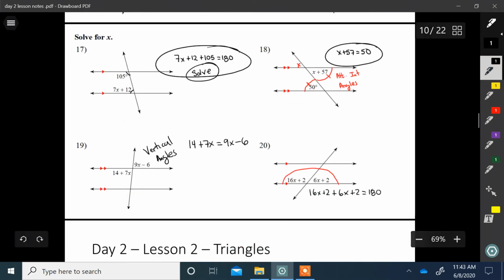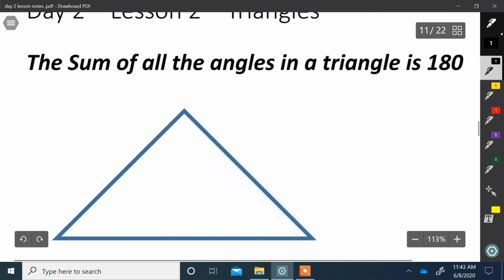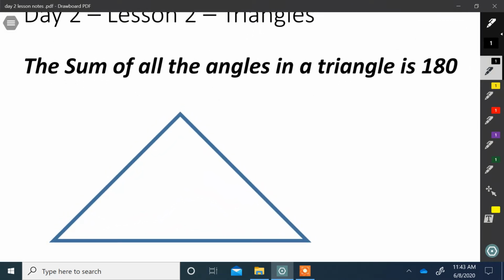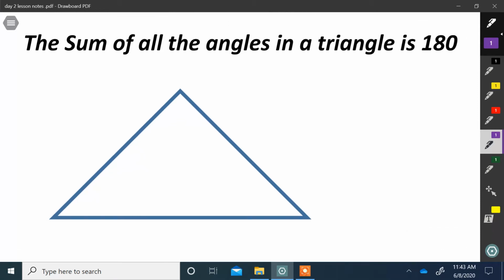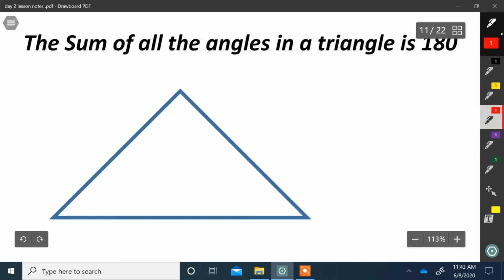All right. Let's move on to another topic. Most of you should know this already. The sum of all the angles in a triangle is 180 degrees. This can be proven in many different ways. One way to prove that is if I draw a vertical line to this line right here. I'm going to draw a vertical line here.